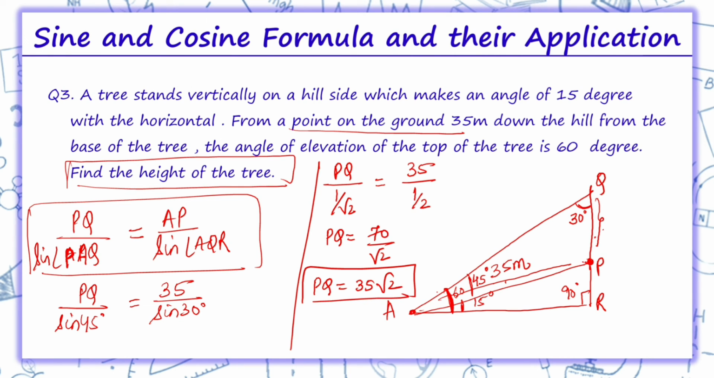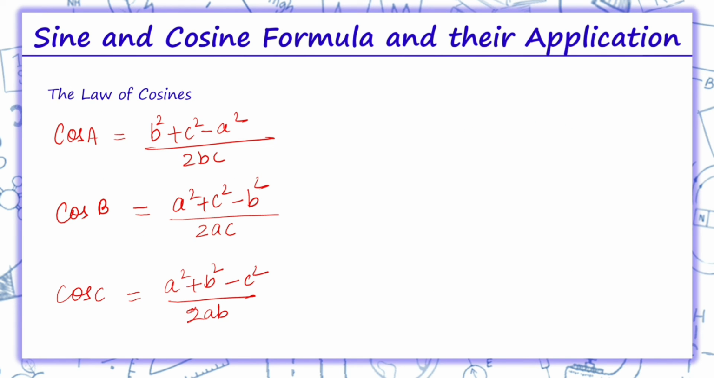So this is how we can find out the height of the tree, which is 35 root 2, by using sine formulas. Now coming on to the law of cosines. The formulas for the law of cosines are the same whether we talk about an acute angle triangle, an obtuse angle triangle, or a right angle triangle. In all three cases, the law of cosines is the same.